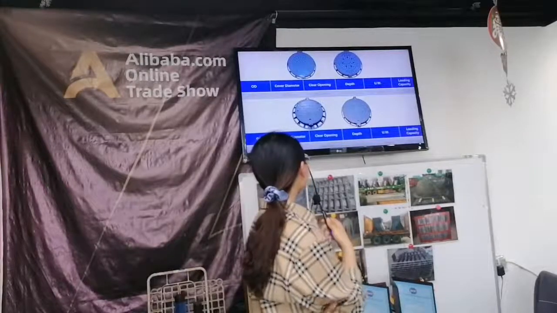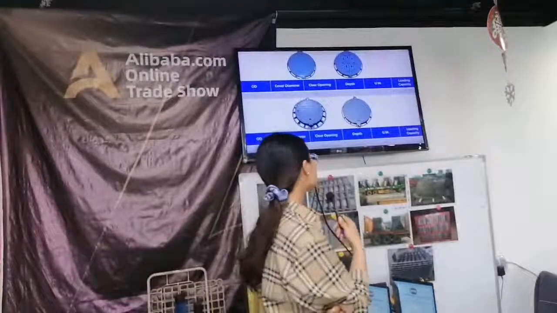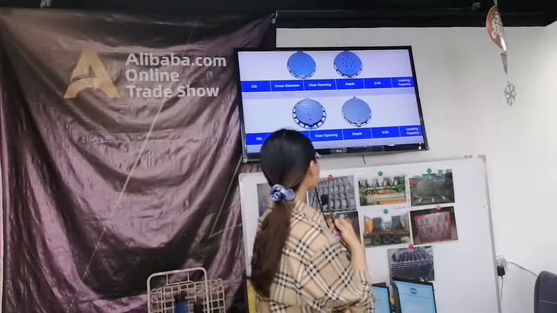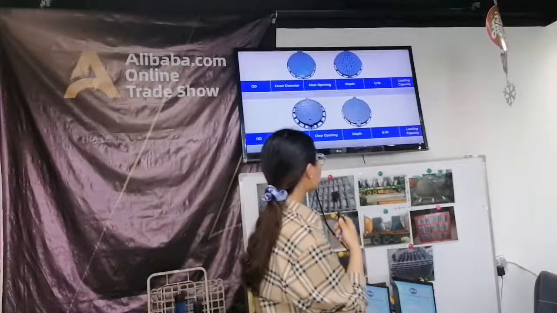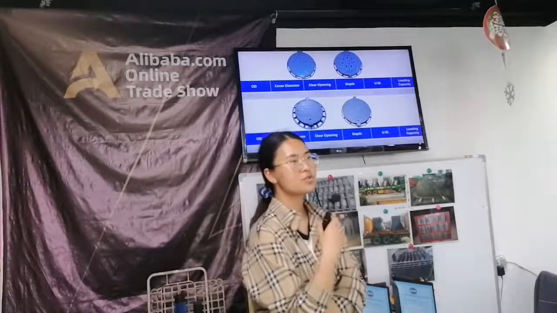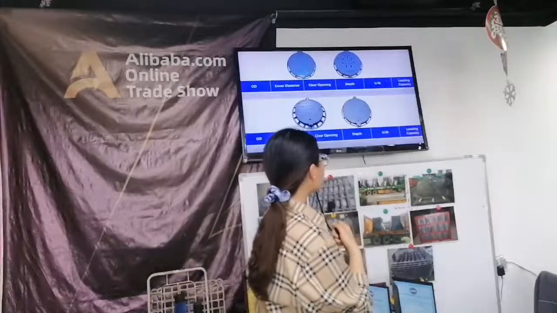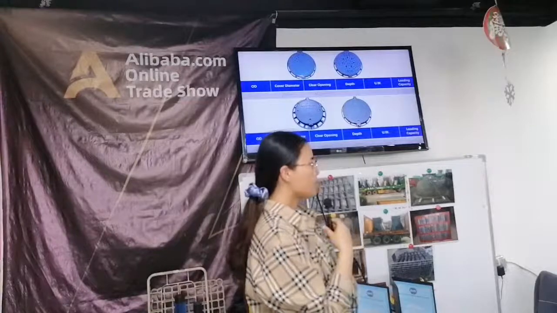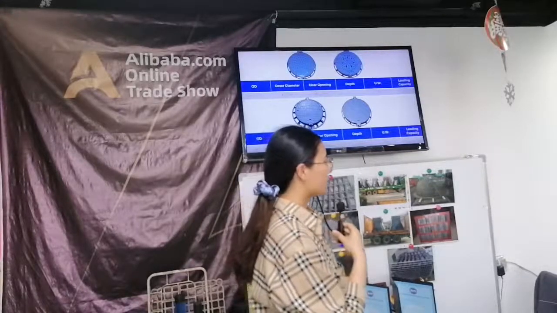Another one: the outer diameter is 850 millimeter, the cover diameter is 635 millimeter, the clear opening is 600 millimeter. The depth is 100 millimeter, and the unit weight is about 65 kilograms.